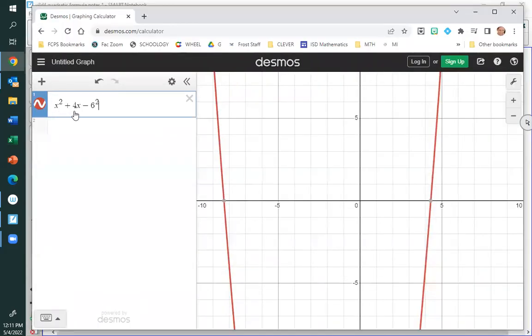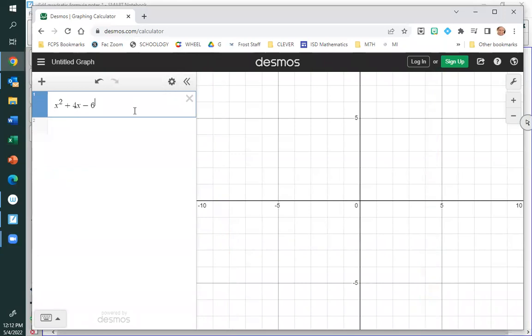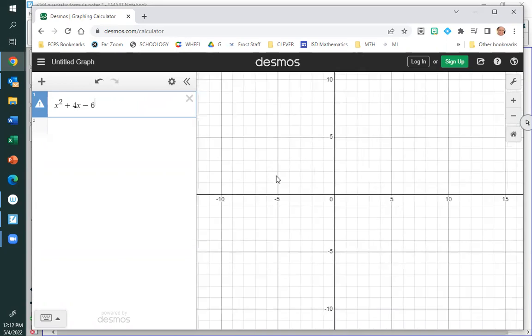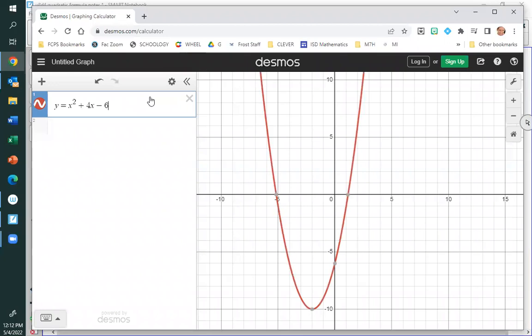Okay, when I plug in x squared plus 4x minus 6, it doesn't like it. It's giving me a big triangle. Let's say y equals. How about that? Sorry, I just typed it in funny and it didn't like my method. Okay, I have x squared plus 4x minus 6.